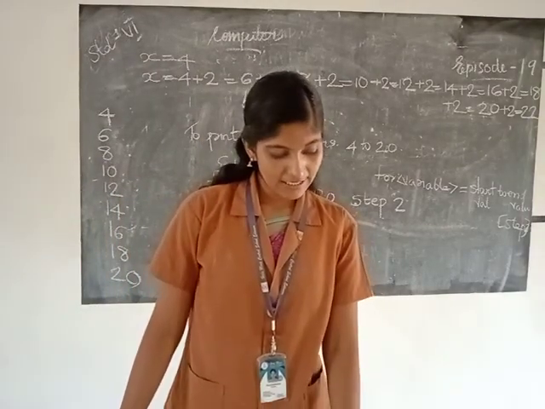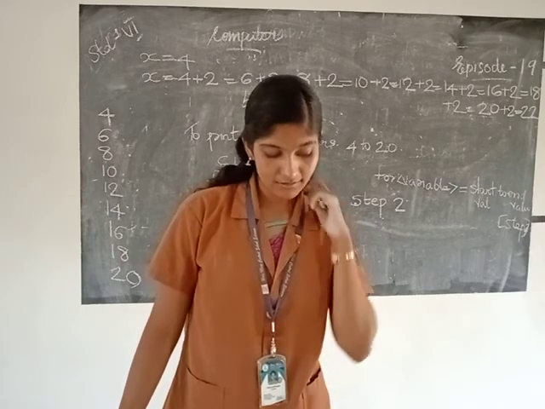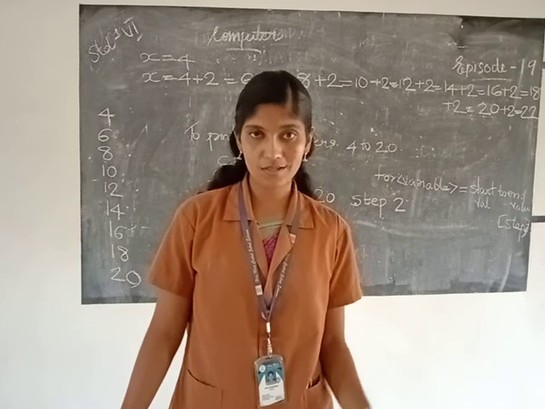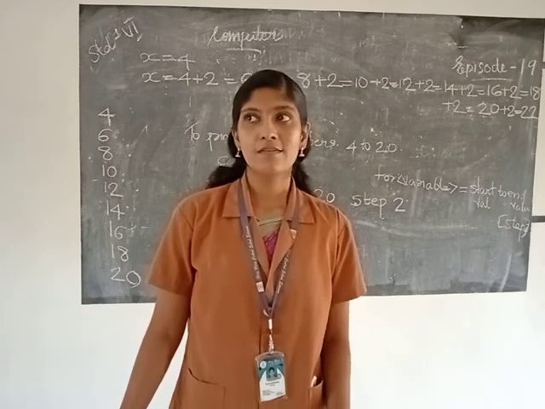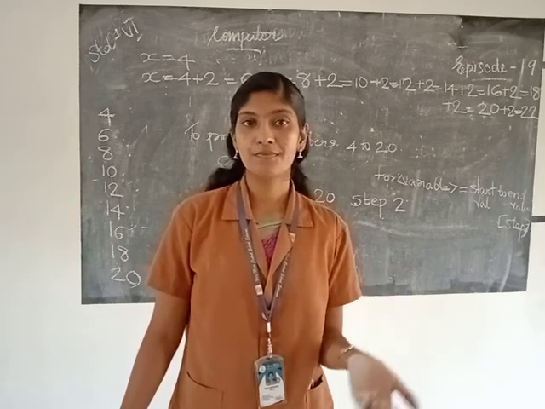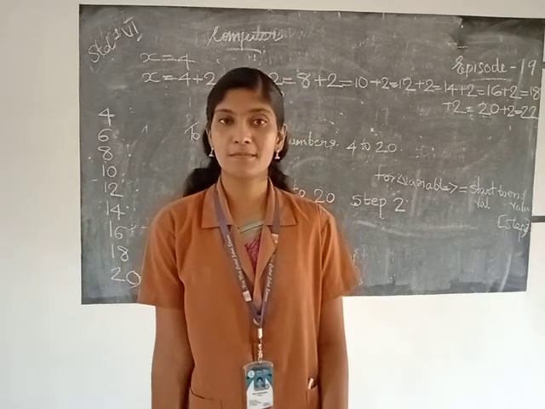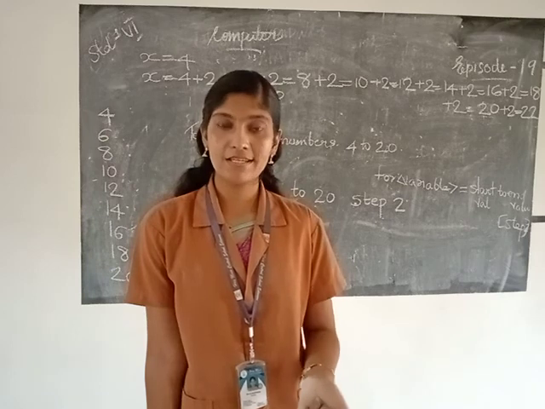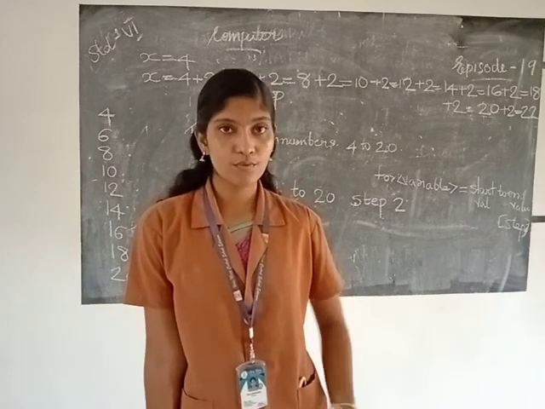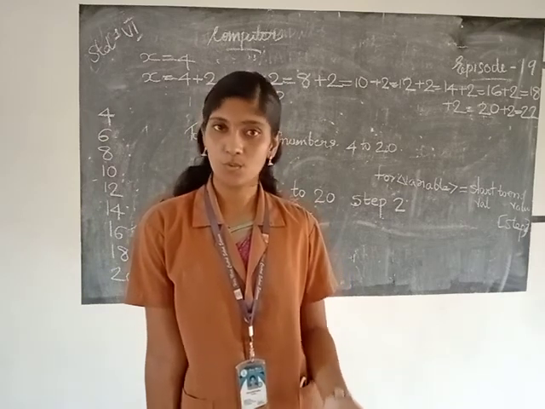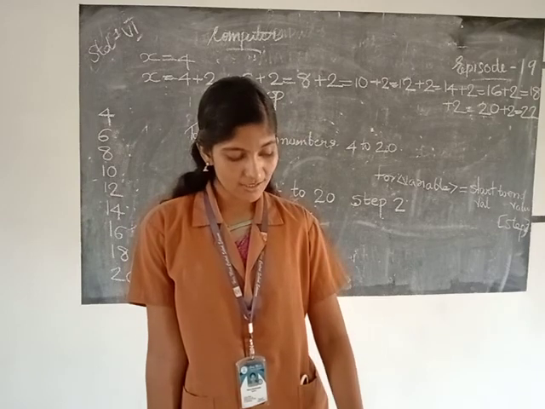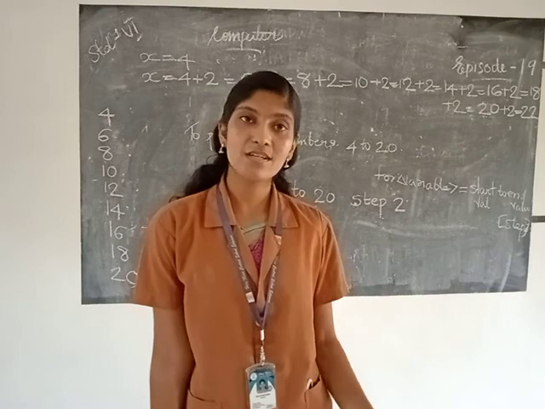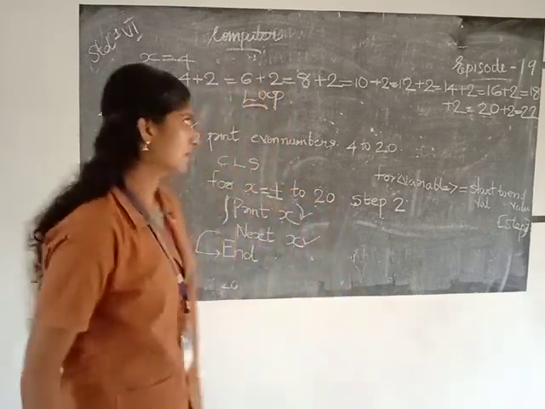Then next is reversing for next loop. That means we can reverse the numbers, like how to reverse the counting numbers: 10, 9, 8, 7, 6, 5, 4, 3, 2, 1. Right? So here the question: to print even numbers between 4 and 20 in reverse order. So let's do it.